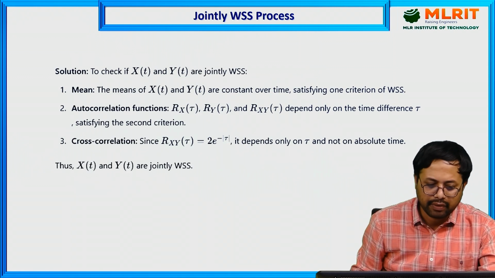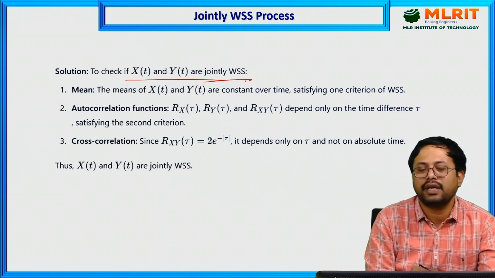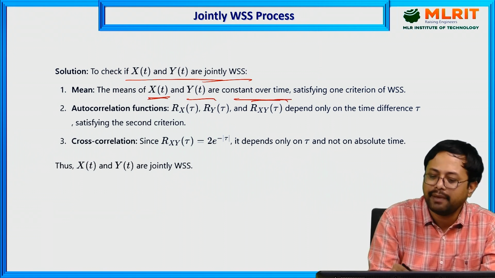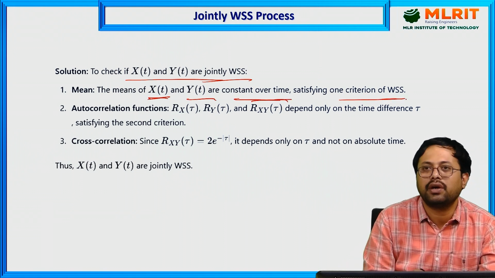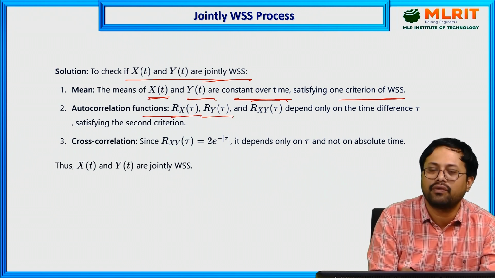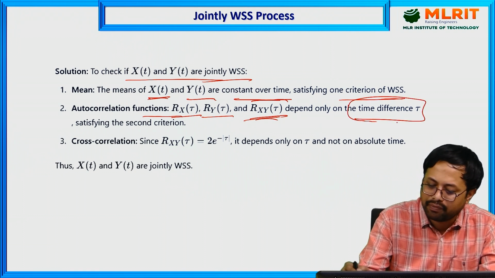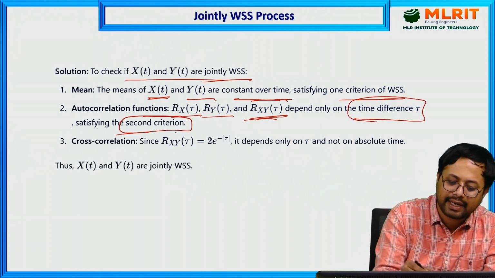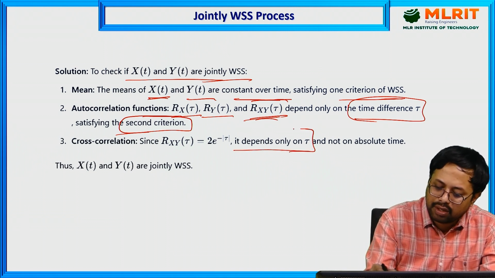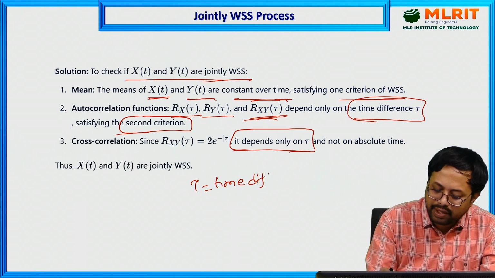Now, check that x of t and y of t are jointly wide sense stationary, as I just discussed. The means of x of t and y of t are constant over time, satisfying the criteria of wide sense stationary. Next, the autocorrelations Rxx of tau, Ryy of tau, and the cross correlation Rxy of tau all depend on the time difference tau, satisfying the second criterion. Tau represents the time difference between the two processes.